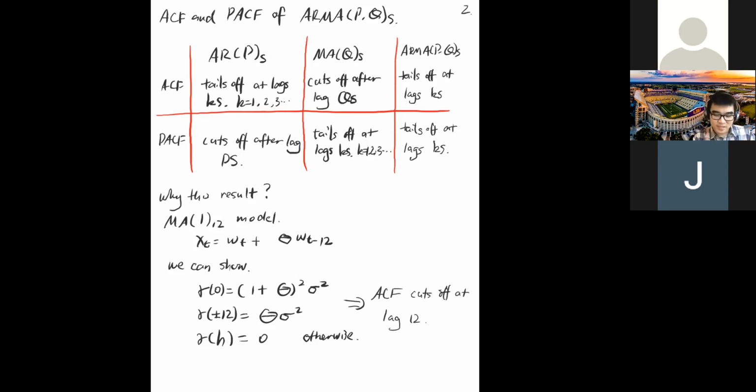Okay. Basically it's that only this lag has a positive value. All other lags have 0 values. So that's why the ACF cuts off at lag 12, and also at lag negative 12. Okay, so that's the MA(1)_12 model.